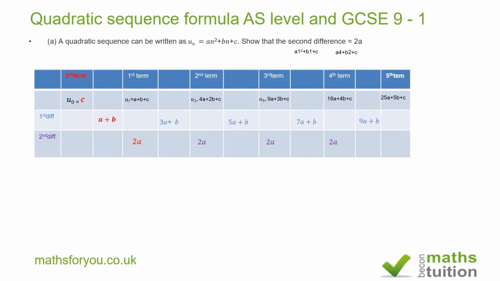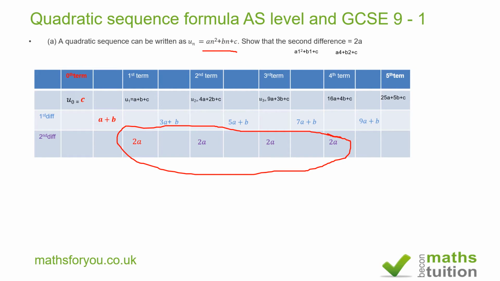Because that is a constant term, 2a, in the second difference, that indicates to us that this is indeed a quadratic sequence.